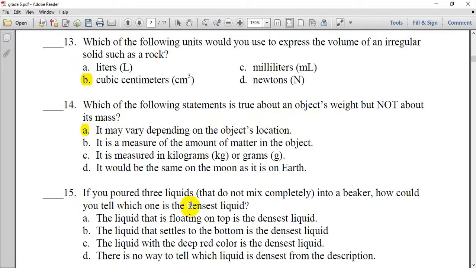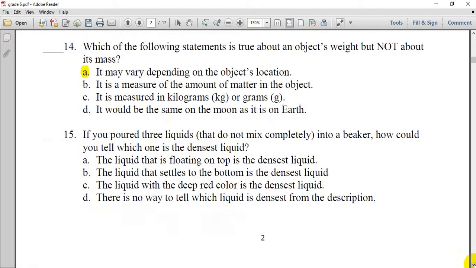15. If you have 3 liquids and you poured them inside a beaker, how could you tell which one is the densest liquid? Means the liquid that has the highest density. As we know, anything that has high density will sink down. So where will you find the densest, like honey or like syrup? The liquid that is floating on the top is the densest. The liquid that settles to the bottom is the densest.